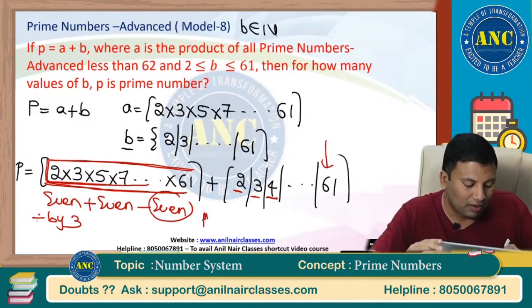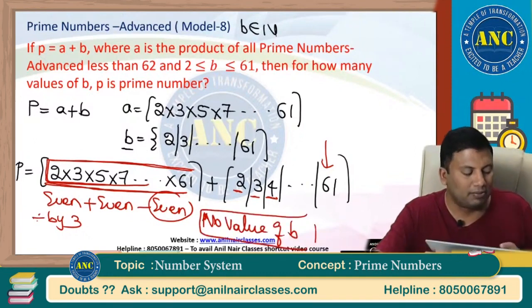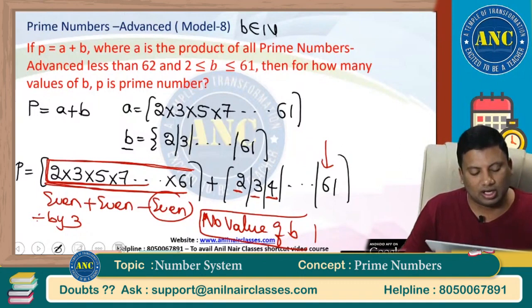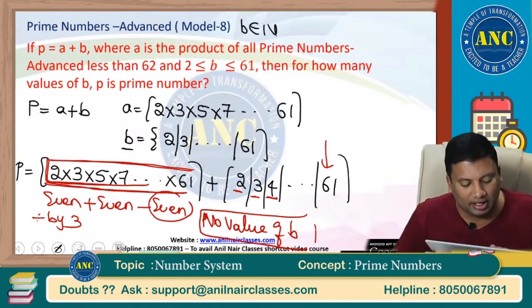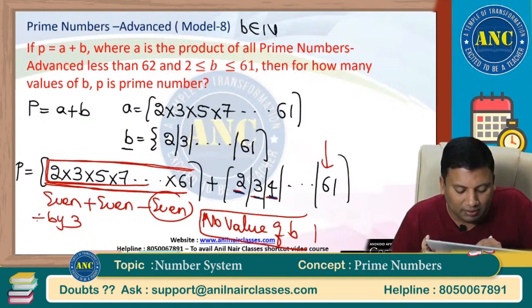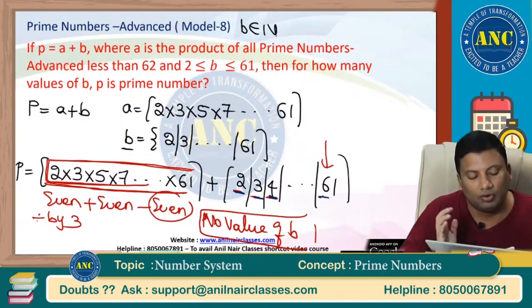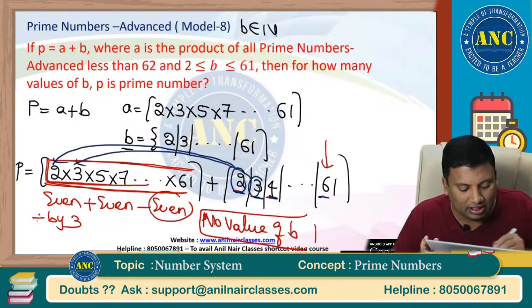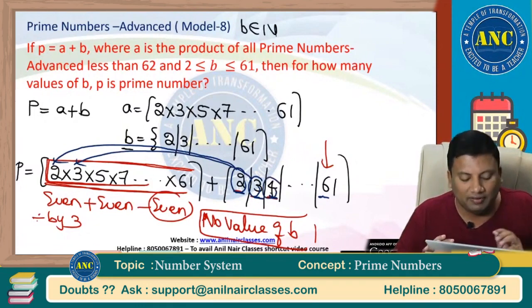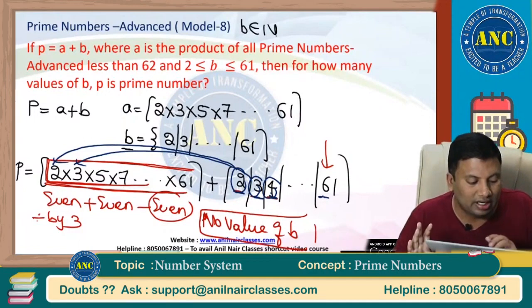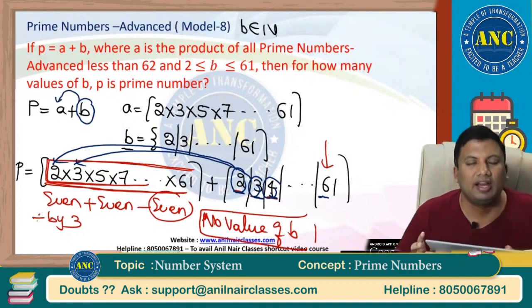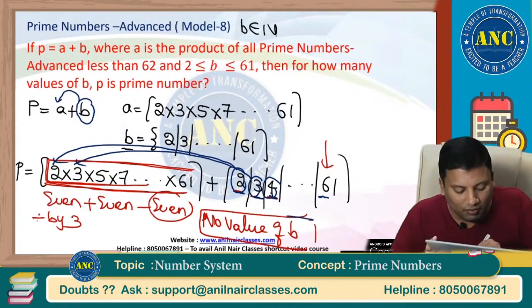So the answer is no value of B. No value of B will make P a prime number. Very, very logical question, sir. Application oriented, non-formula oriented. If you observe, for every value that B is taking, a factor of that value is present in A. 2 is present. 3 is present. 4, factor 2 is present. 5 is present. 6, factors 2 and 3 are present. Every value B is taking is actually a part of A, the factors of that B. So no value of B exists.